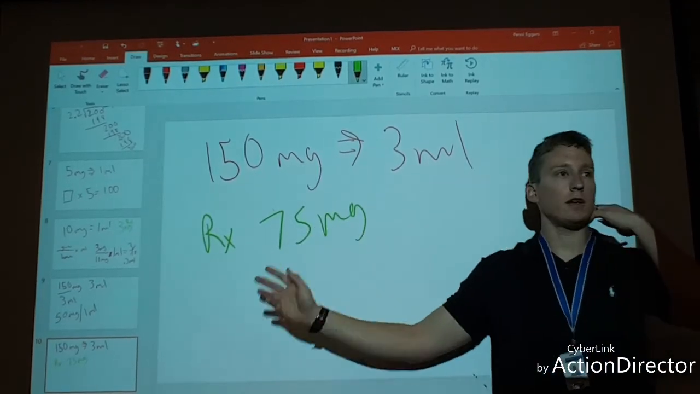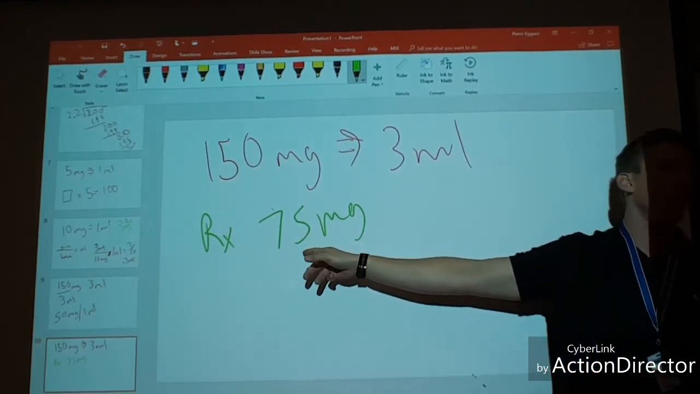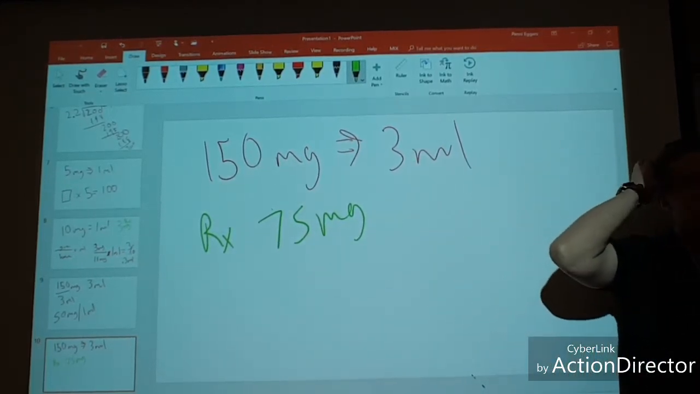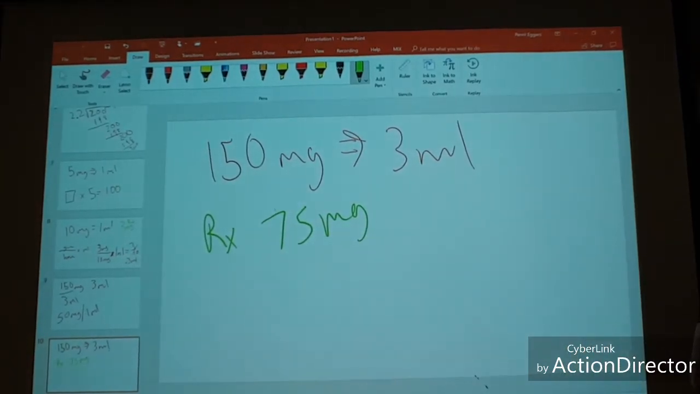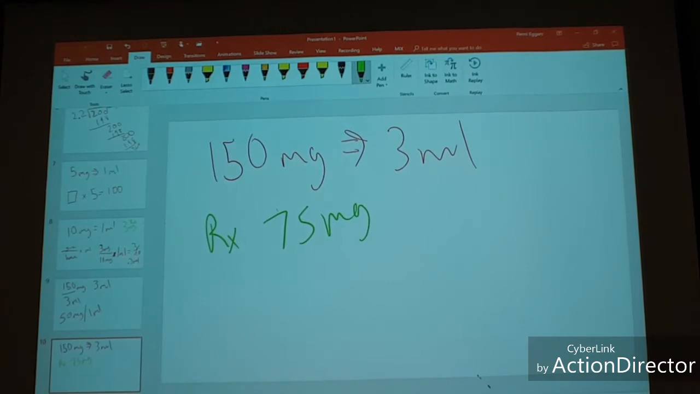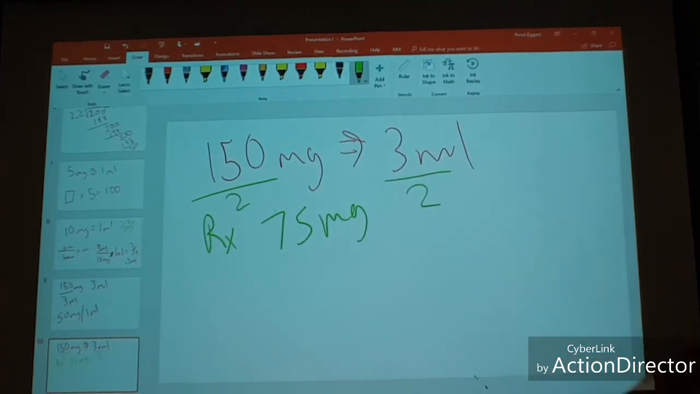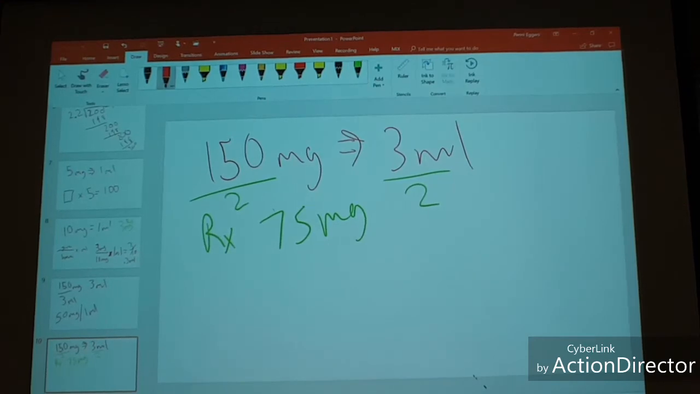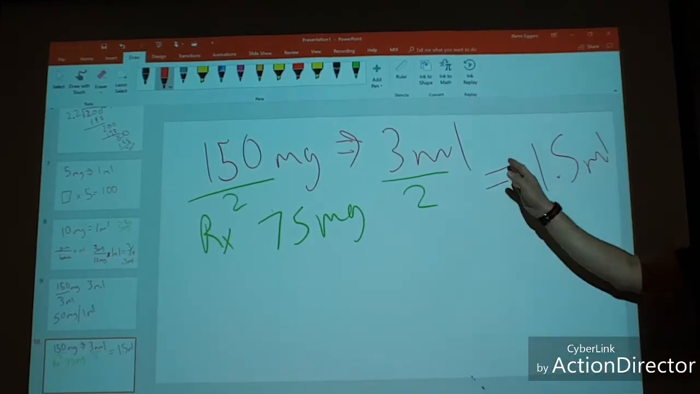It's basically just divided by 2, right? I can figure out that I need to divide that by 2. That's the easy part. Now, how many mLs do I draw on that vial in order to give that particular medication? It's 1.5, because if I divided this by 2, I divide this by 2. So 3 divided by 2 is 1.5 mLs.